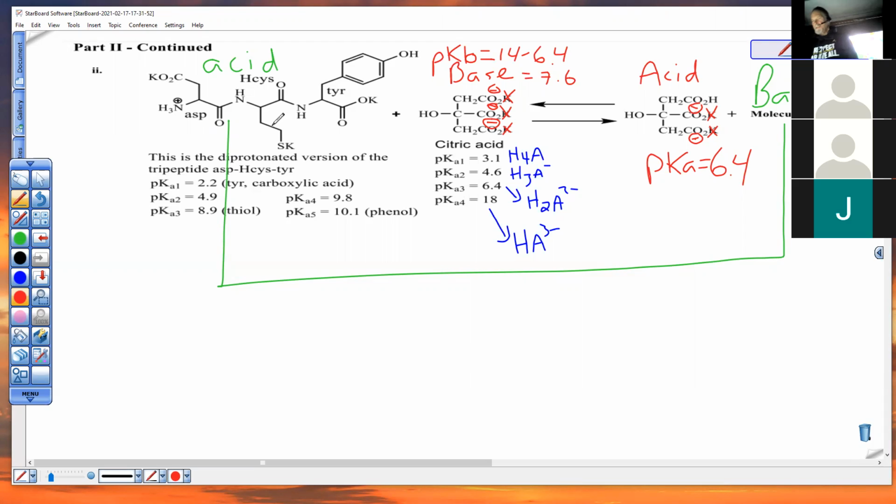Okay. Base, acid. Oh, we got some work to do. We got clues here. Got some clues. Do you know where you also have clues? For the same molecule?